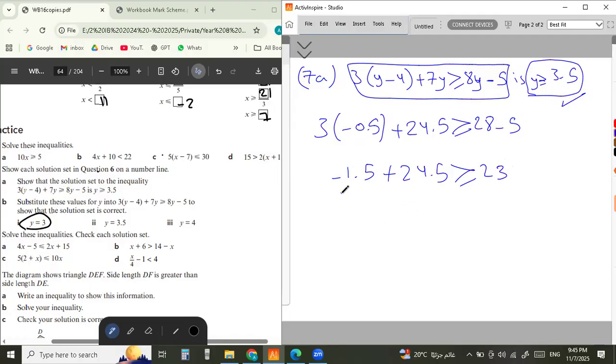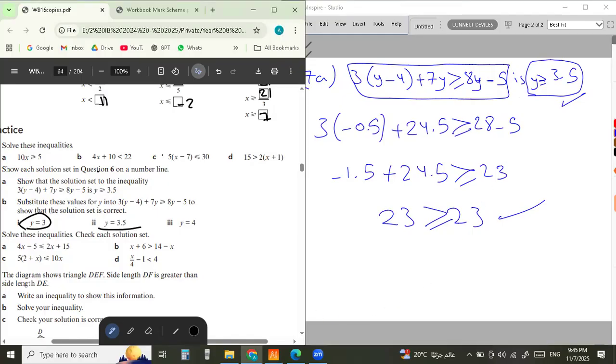Let's continue. Negative 1.5 plus 24.5. Mister, I'm going to subtract because they have different signs. It says 23 is greater than or equal to 23. Yes, mister, it is true. It worked. 23 is actually the same as 23. This makes sense because they said y is greater than or equal to 3.5, and they gave me 3.5 exactly, which is part of the solution set that we have.